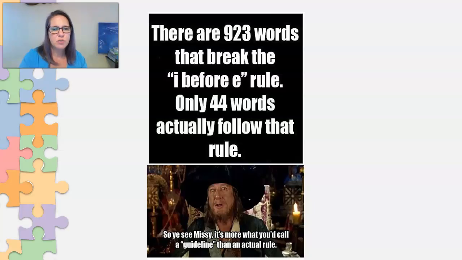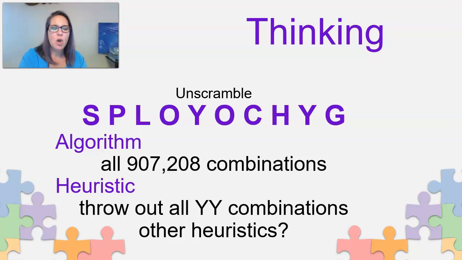It's crazy, these rules that we have in the English language, and then all the words that break that rule. Okay, so unscramble these letters. It does form a word. If we were to use the algorithm method, there are 907,000 combinations if we unscramble this. But using a heuristic and the things that we know about the English language, we know that there are no two Y's together in a word. So we can already figure that out. What other heuristics can you use to help you solve or unscramble this problem?